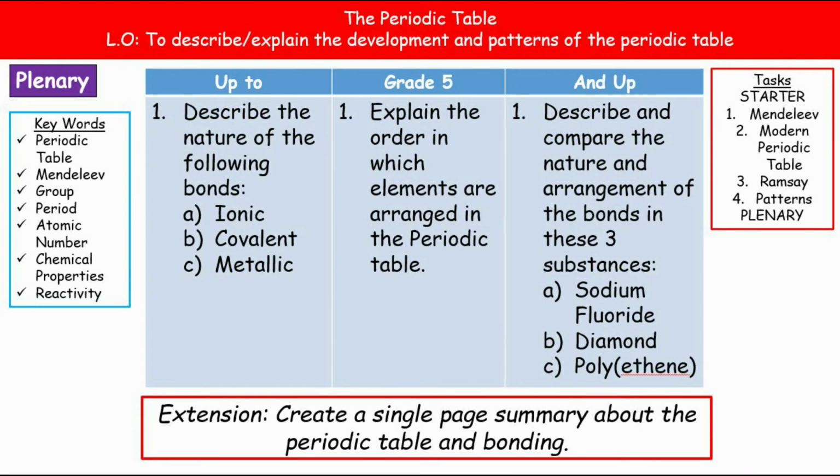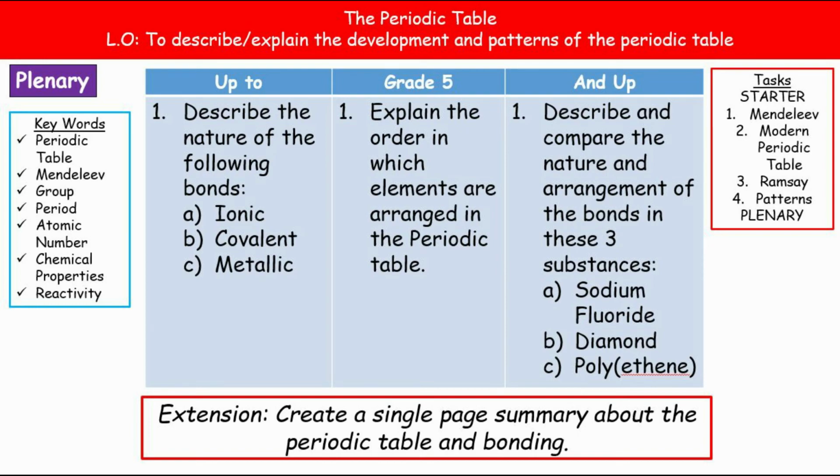Final thing for today then are the plenary questions. So those of you with target grades up to grade 5, 2 columns on the left, target grades over grade 5, the 2 columns on the right. And I would also suggest that you do the extension task there to create yourself a single page summary about the periodic table and the different types of bonding that we've encountered throughout C2.